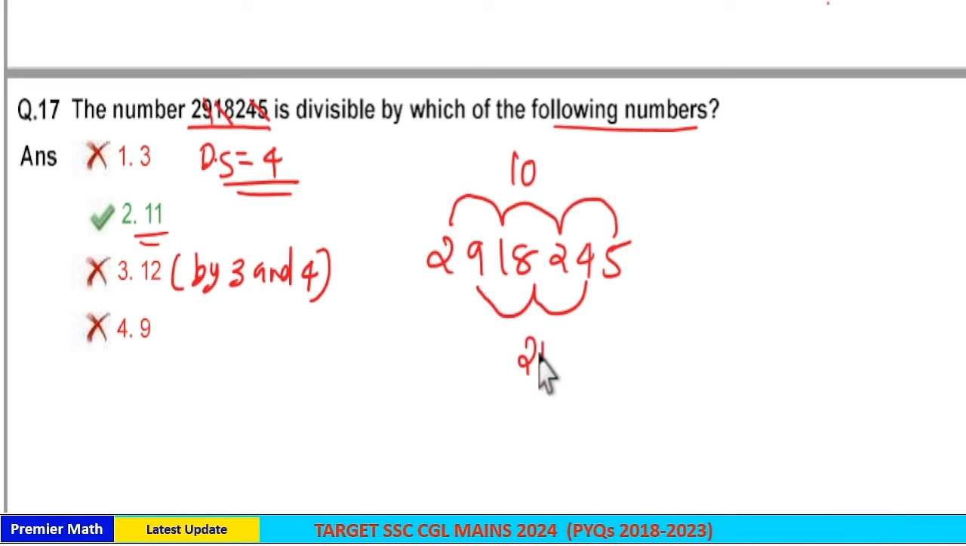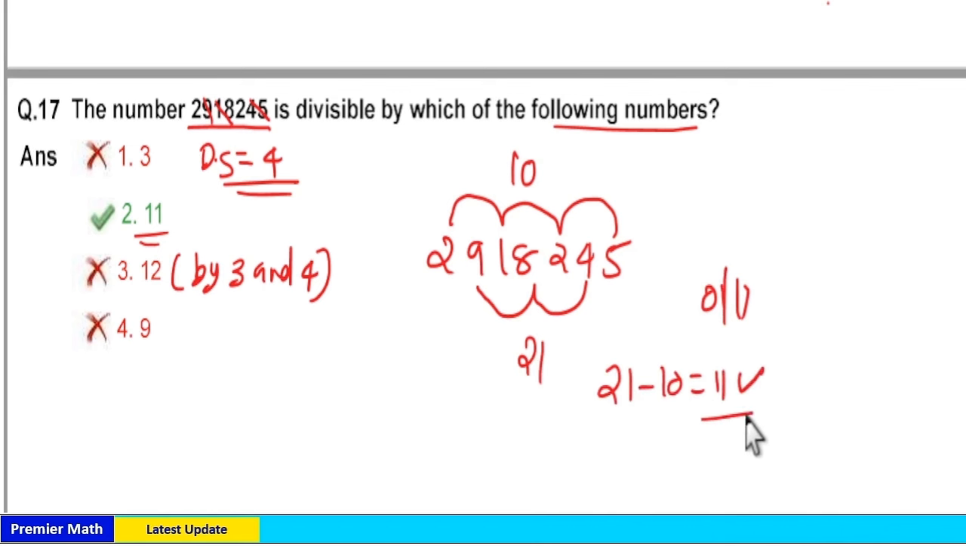Now, the difference between odd place sum and even place sum should be 0 or 11. Here it is 21 minus 10 is equal to 11. So, this is divisible by 11.